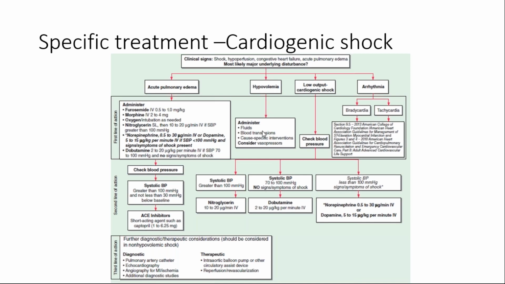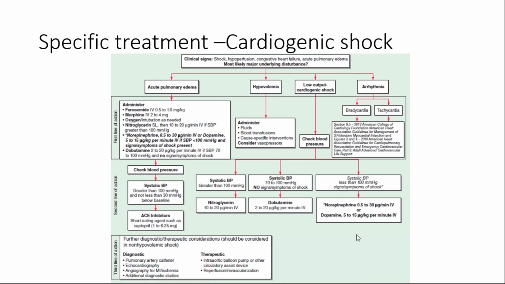If the patient is hypovolemic, go for fluids, blood transfusion, whatever be the cause for hypovolemia. If the patient has low output cardiogenic shock, always look for blood pressure. If systolic BP is more than 100, go for nitroglycerin so as to manage cardiac shock. If systolic BP is between 70 to 100, go for dobutamine. If less than 70 and with signs and symptoms of shock, go for NORAD.